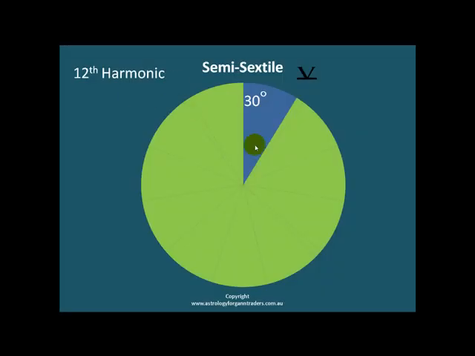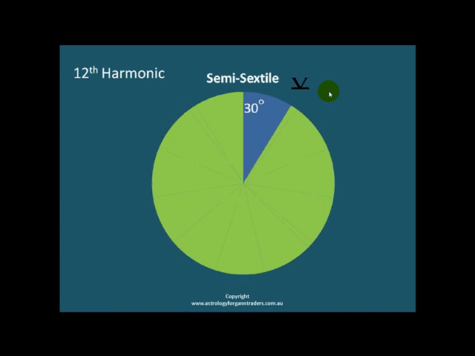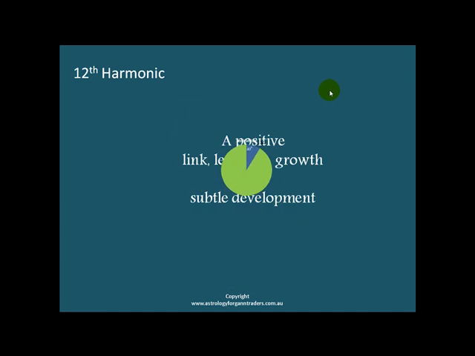Now this is a semi-sextile, so when we divide the circle by 12, we get 30 degrees, which is basically our zodiac sign. So it's 30 degrees, which is a semi-sextile, and it looks like an upside down table. So this aspect is known to have a positive link, learning, growth, and subtle development. So it's still a positive, but not a strong positive, a learning potential.